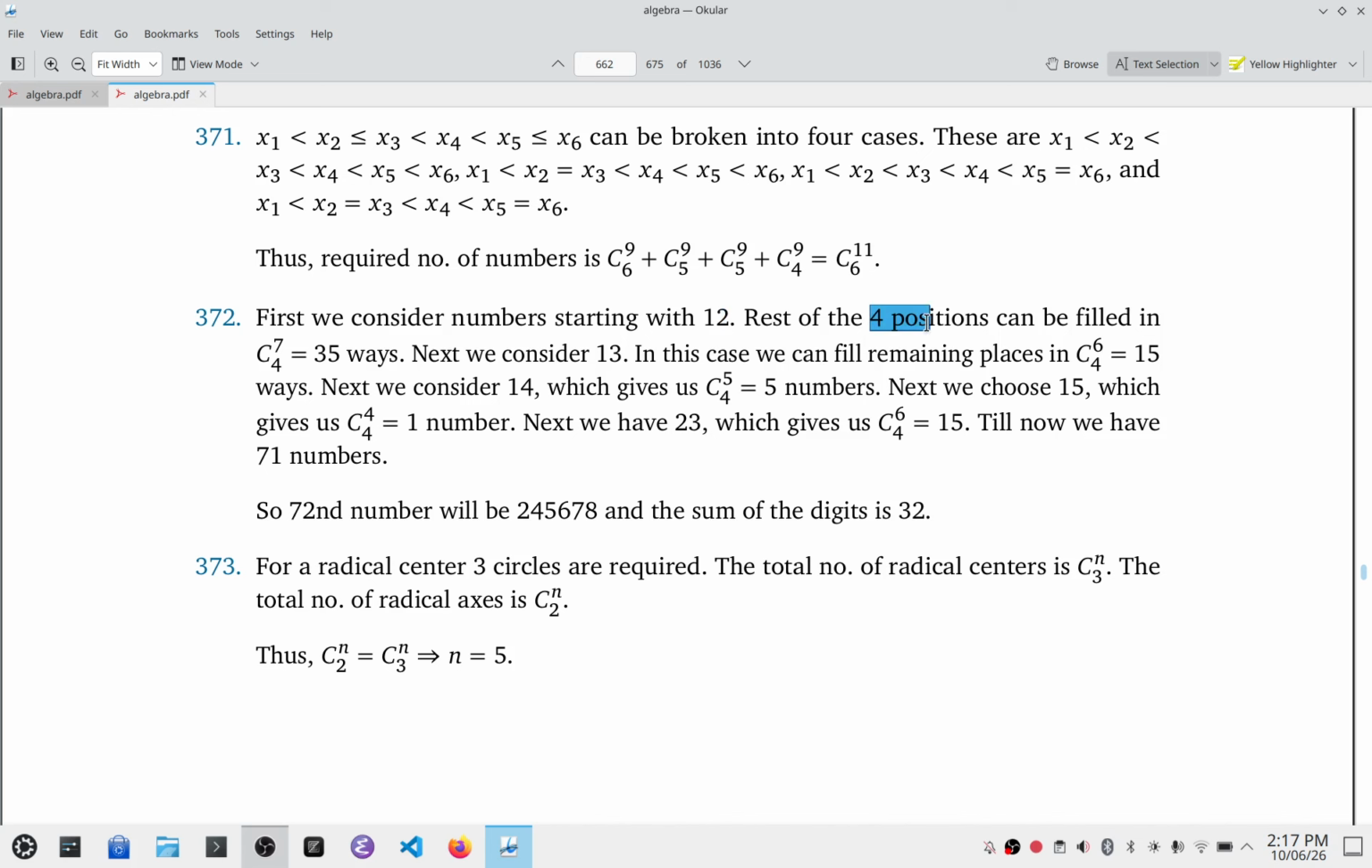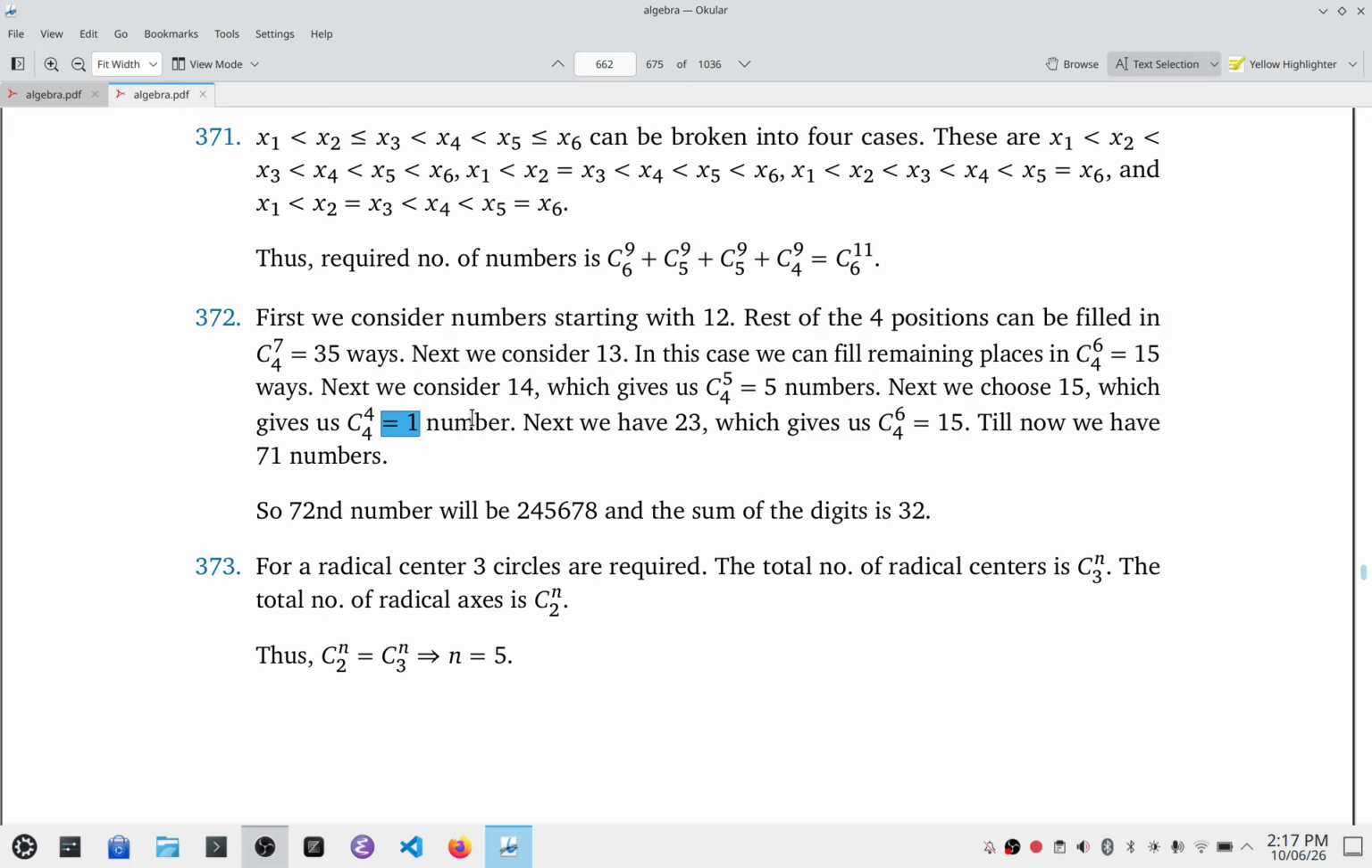Now the remaining 4 positions can be filled in 7C4 ways. The remaining digits can be picked from 3, 4, 5, 6, 7, 8, 9. Then we have 13. Now we have 6 digits from which we have to choose 4: 4, 5, 6, 7, 8, 9. That is 15 ways. Similarly for 14 it is 5C4. For 15 it would be 1.